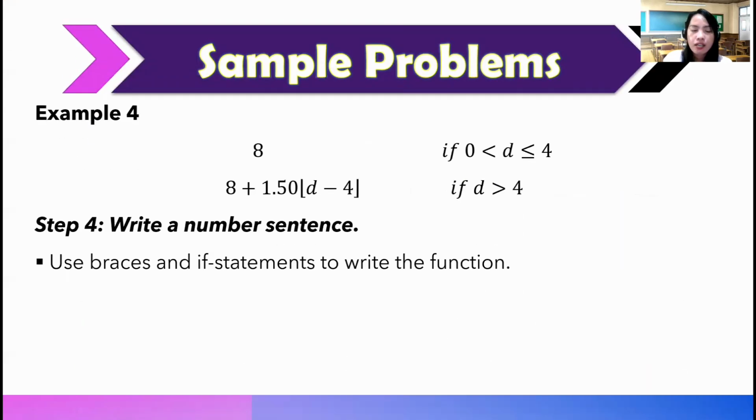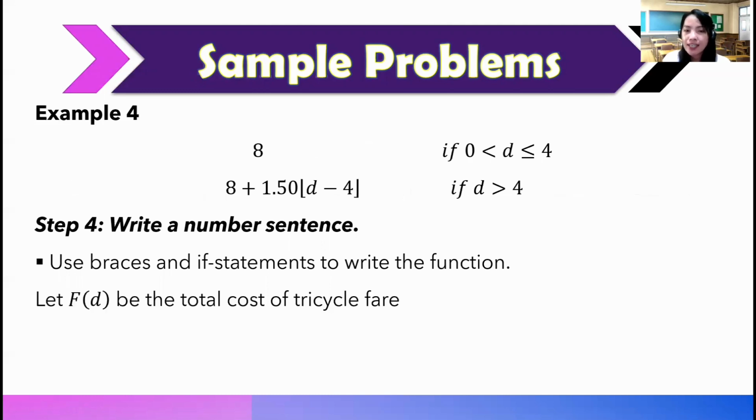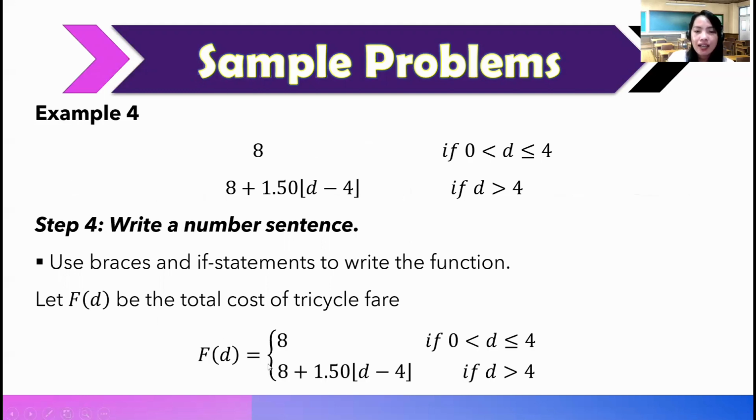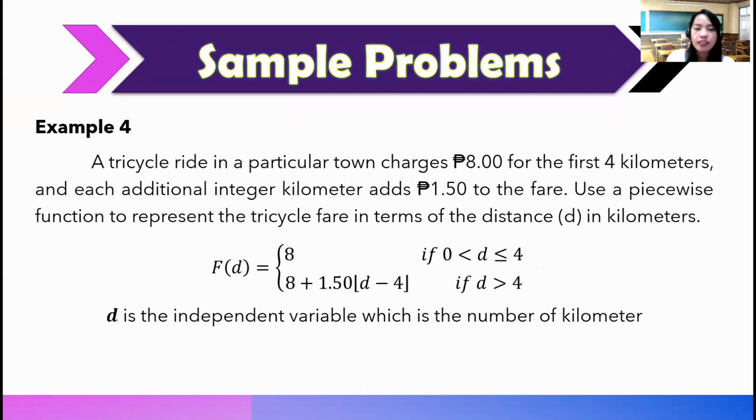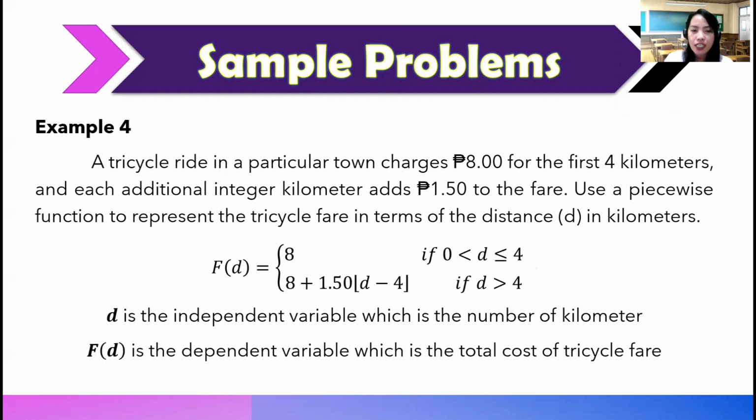Next. So, given that we are going to use braces and if statements to write the function, let f of d be the total cost of tricycle fare. So, that is the function. Ito yung formula, ilalagay na natin dito sa function. D is the independent variable, which is the number of kilometers or the distance. And f of d is the dependent variable, which is the total cost of tricycle fare. Nakadepende yung total cost of tricycle fare dun sa distance in kilometers.